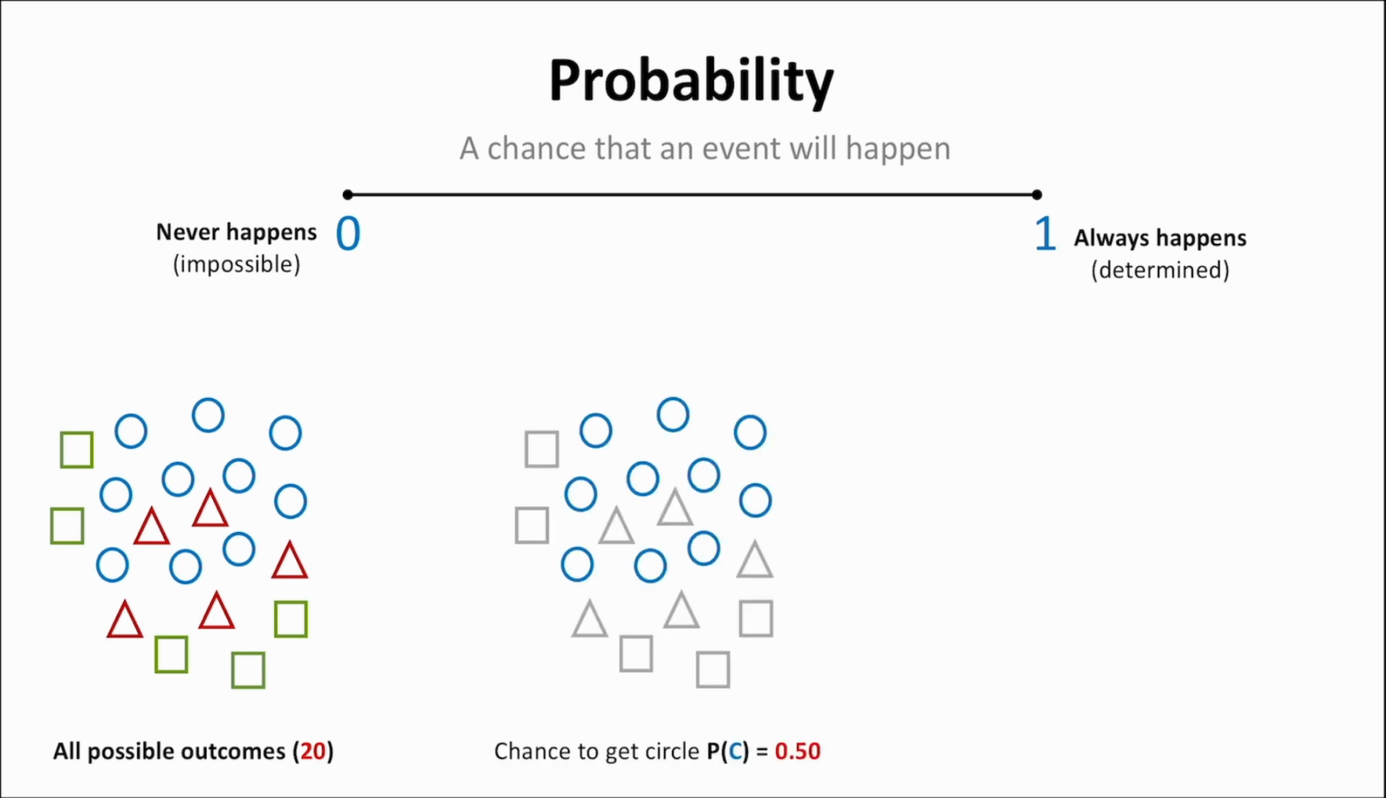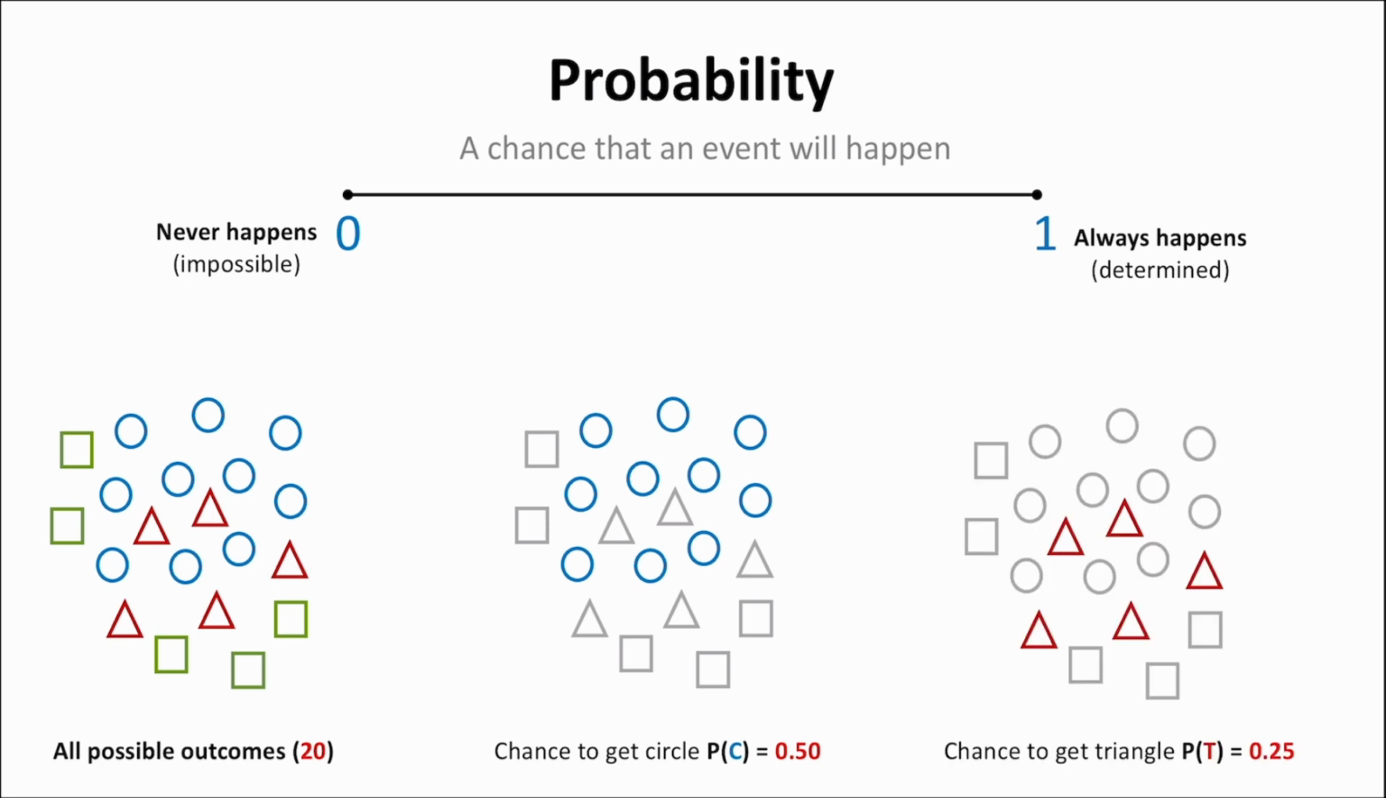Okay. Now you can see that, for example, you have 10 circles. So it means that the chance to get a circle is 50% because it's 10 out of 20, right? It's the number of favorable outcomes, in this case, a circle, divided by all possible outcomes, in this case, any figure, so it's 20 outcomes, right? 10 out of 20, it's 50%. So this is the probability to get a circle.